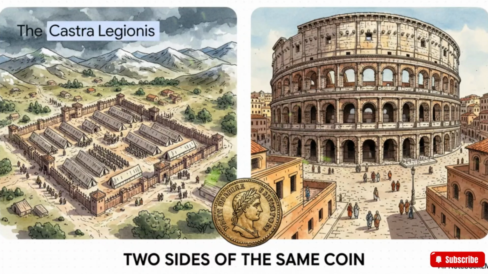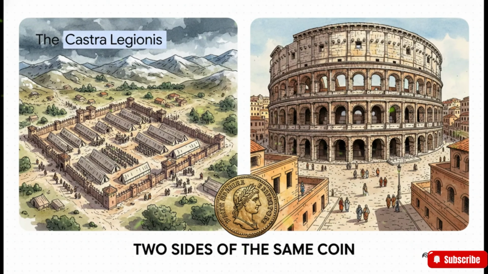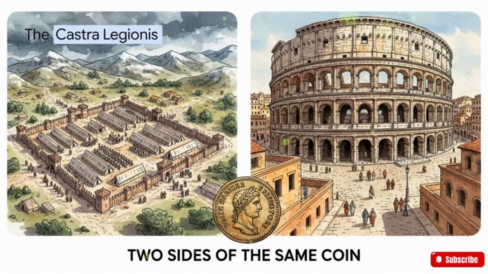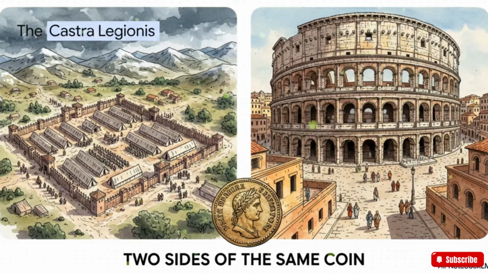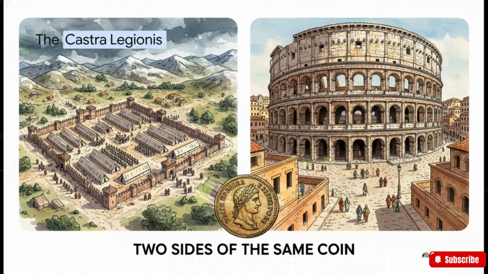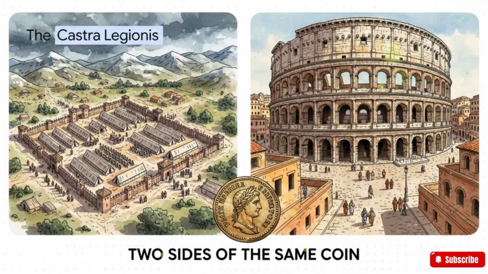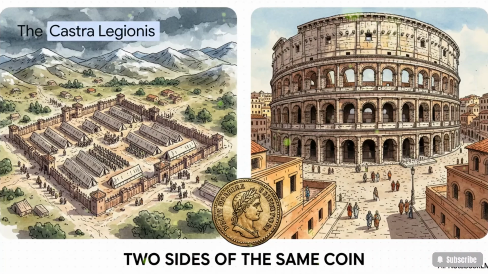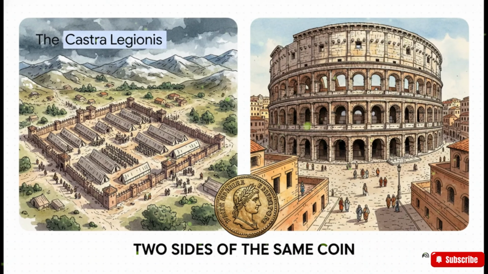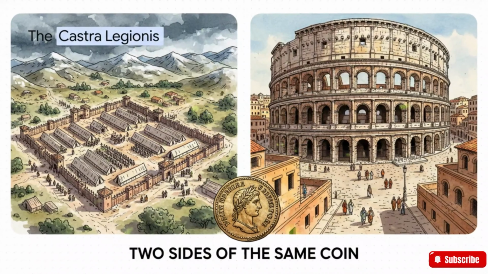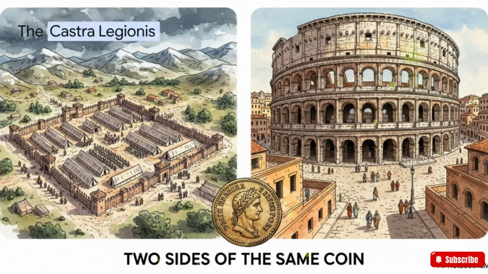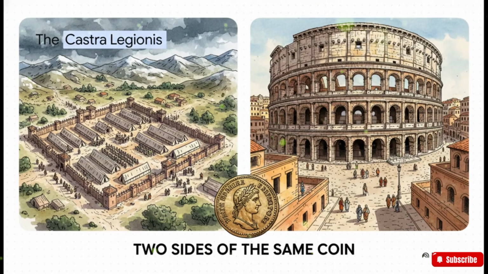To really understand this Roman operating system, we have to look at its two synchronized engines. Out on the frontier, you had the Castra Legionis, the military camps. This was all about projecting power, right? Physical enforcement. But back on the home front, you had things like the Colosseum, and its main purpose was managing attention and psychological pacification. Now, these two structures look completely different. One is a strict, grid-like fortress, and the other is an arena of bloody spectacle, but they were actually two sides of the exact same coin. They both serve the ultimate purpose of imperial control.